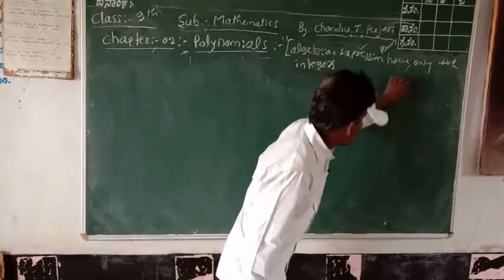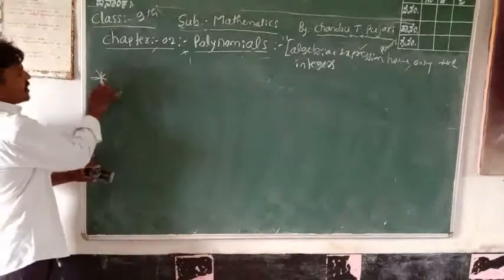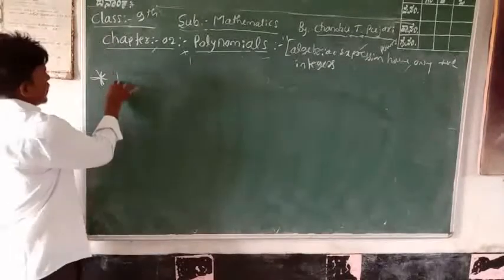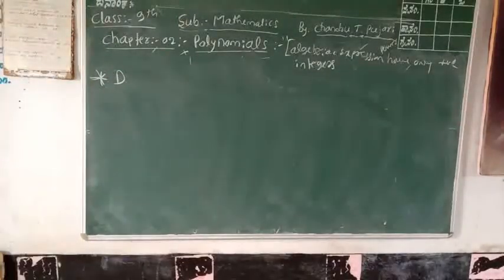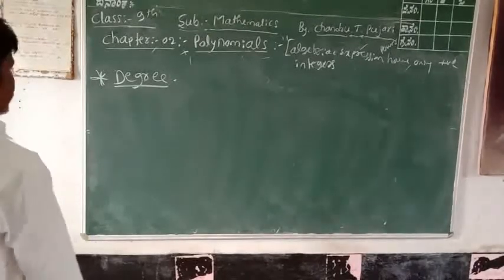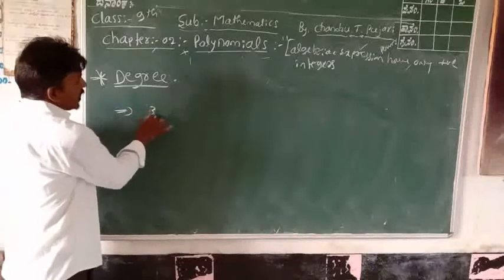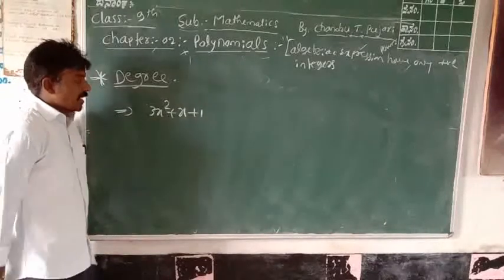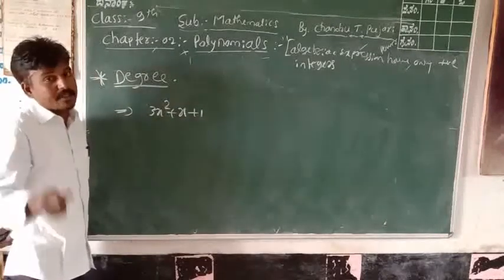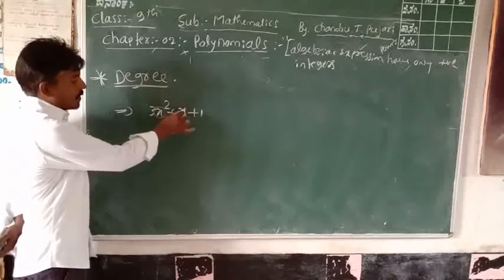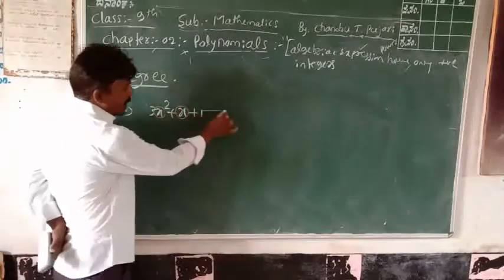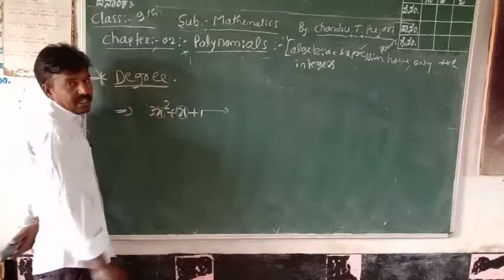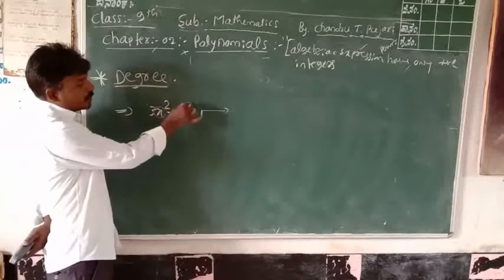The next concept is degree. What is the meaning of degree? You can compare in degree. Take 3x squared plus x plus 1. This is one algebraic expression. In the given algebraic expression, the variable is only 1, the variable is x. The constant term is 1. Next, the x coefficient is 1. The x squared coefficient is 3. But the degree is the power of x.